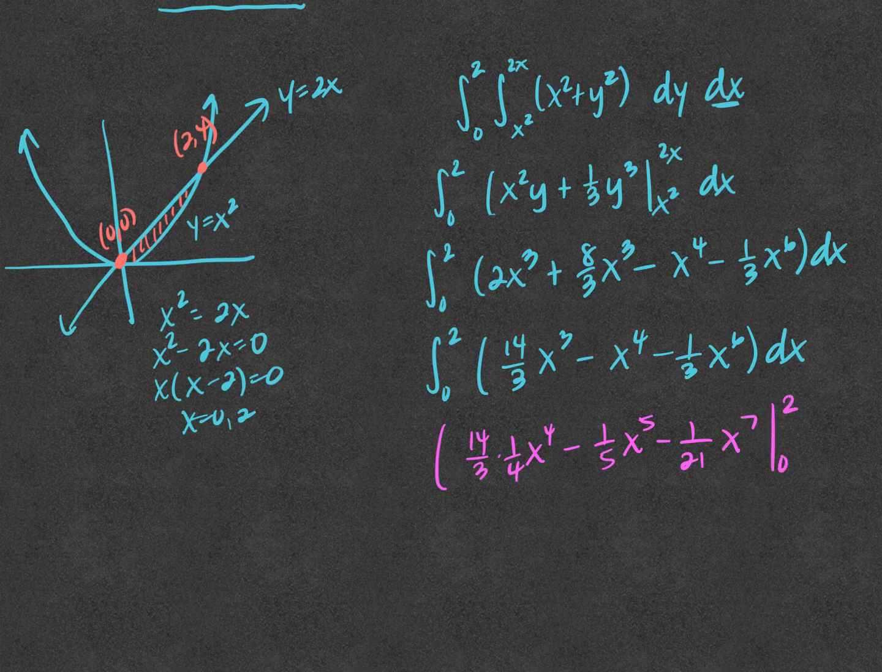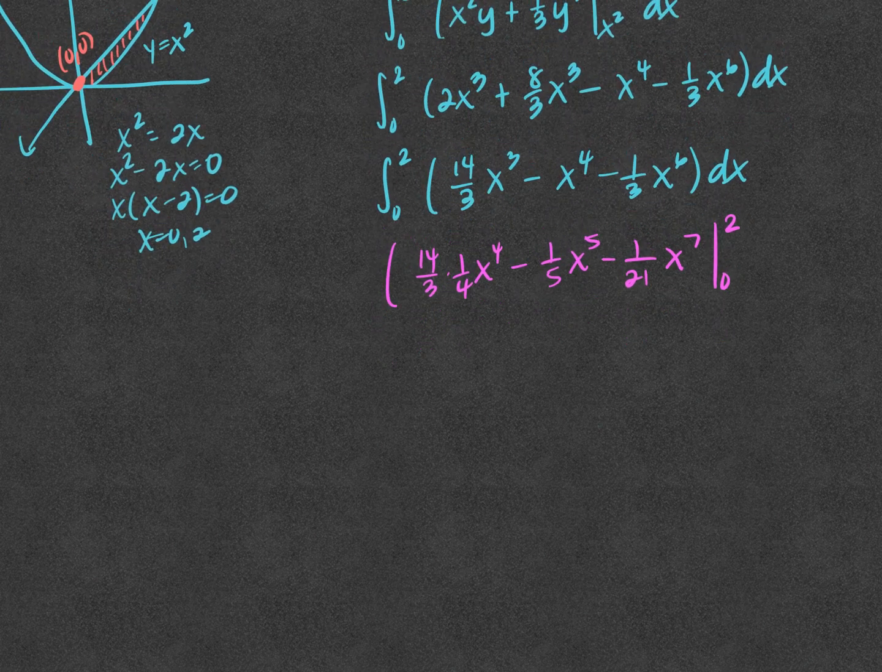Now the good news is when we plug in 0, 0 to any power is 0, so all of that becomes 0. So let's say 14 over 12 reduces to 7 over 6. And we're going to do 2 to the fourth, which is 16, minus 32 over 5, minus 128 over 21, minus 0. And I'm just going to tell you that answer comes out to be 216 over 35.